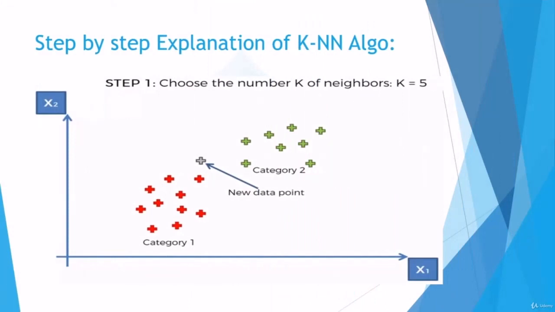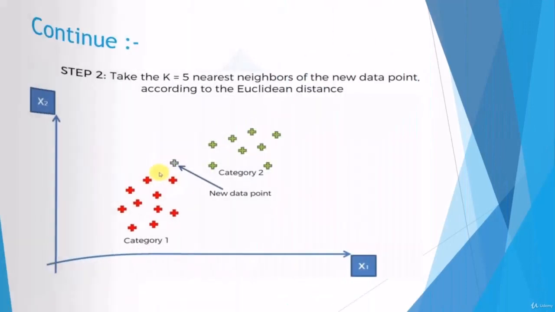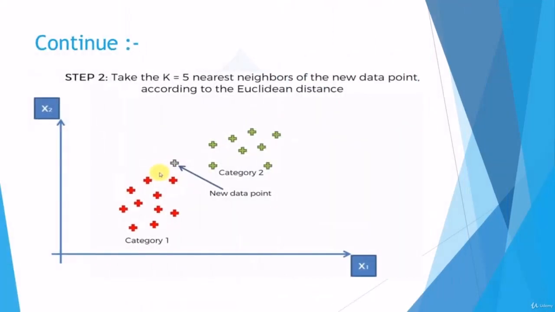The first step is to choose the number k of neighbors, which means we have to choose the k neighbors of this new data point, and the default value for this is 5. You can choose any value you like, but the default value used is 5. Now we go to step 2. We have to choose these 5 points with the help of Euclidean distance.